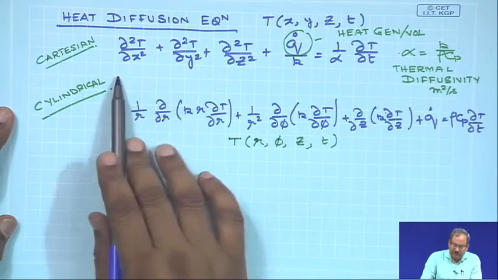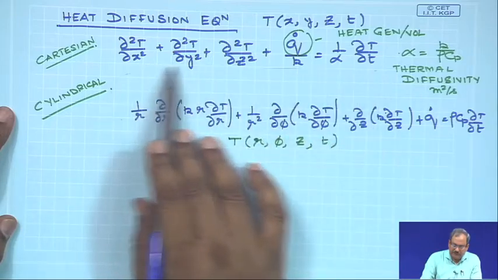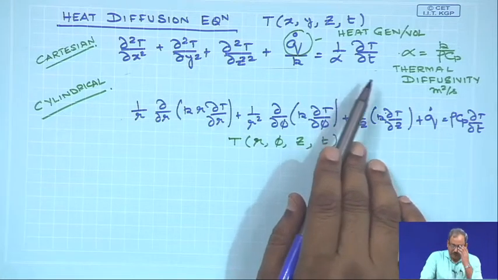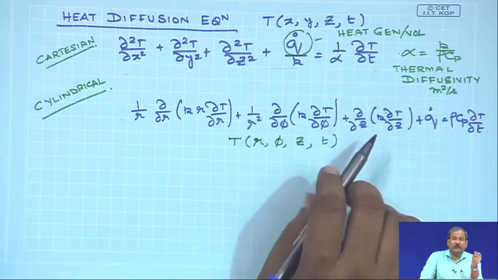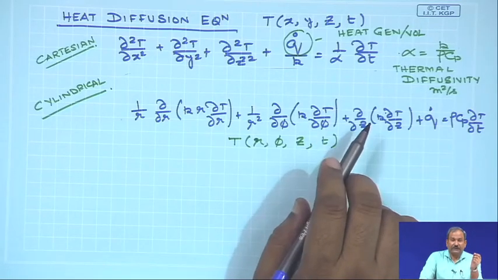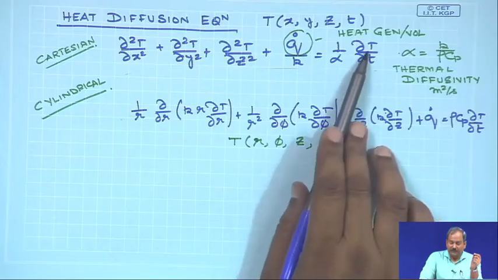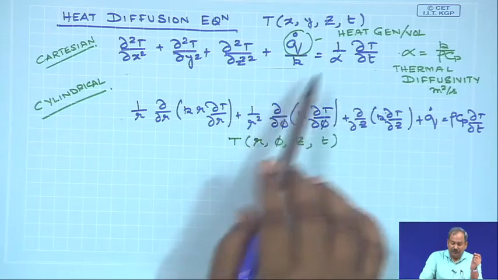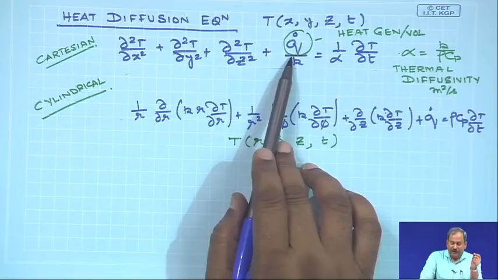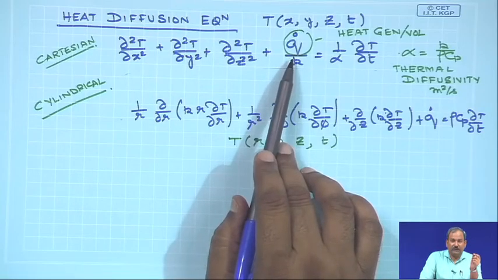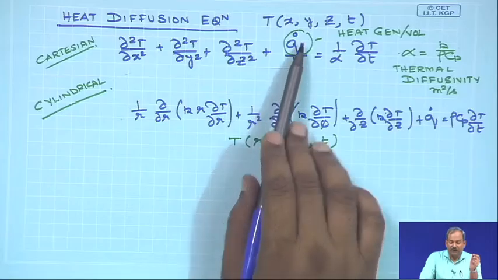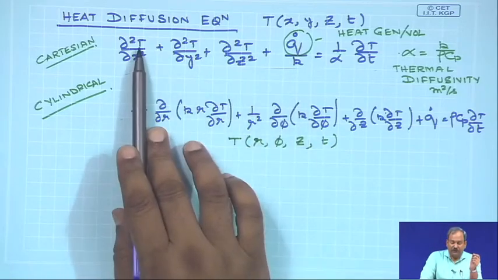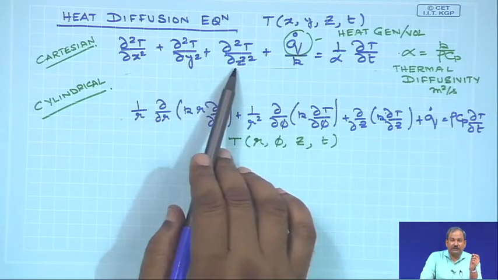And we have discussed how this equation can be simplified for different conditions. For example, let us say we have a steady state system. In a steady state system, the temperature does not vary with time, so the right hand side would be 0. And let us also assume that we have a situation in which there is no heat generation in the system. So, this term would also be 0. Therefore, temperature is a function of x, y and z only.